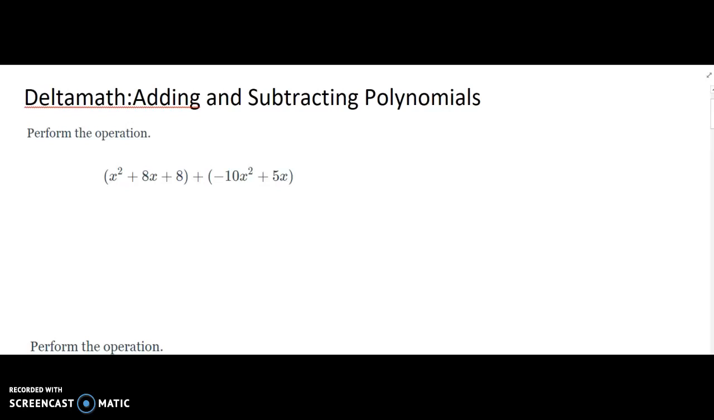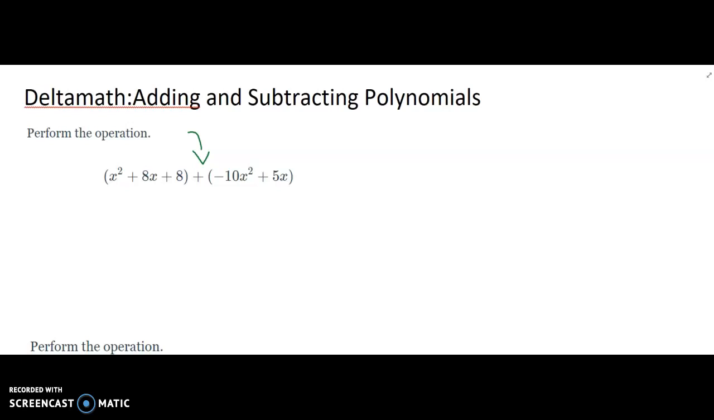Perform the operation. As we can see, our first polynomial is in parentheses and it is x squared plus 8x plus 8. And the operation that we're performing is addition because there's an addition sign between the parentheses. And we have negative 10x squared plus 5x. So let's go ahead and get started.